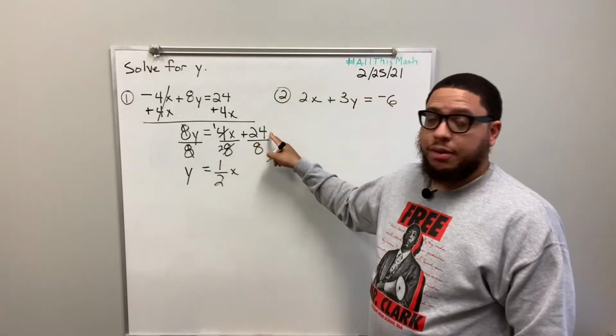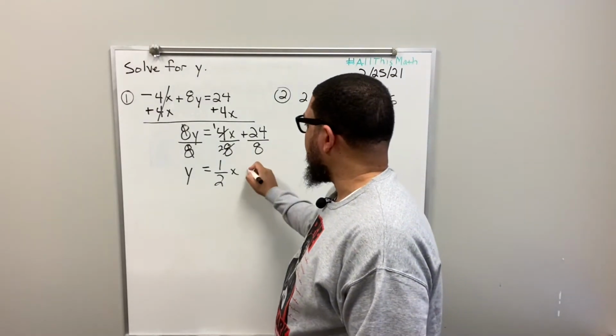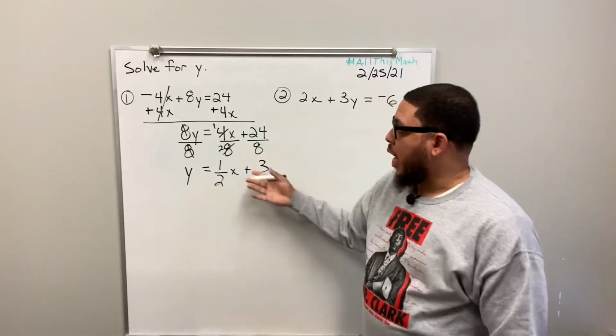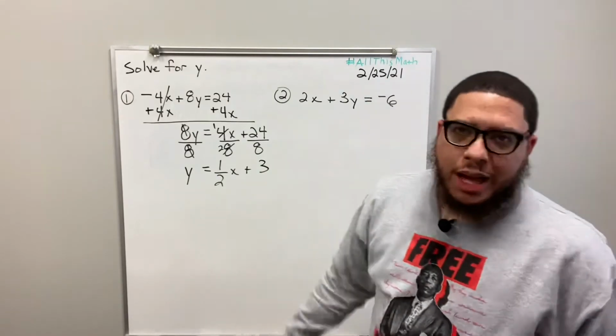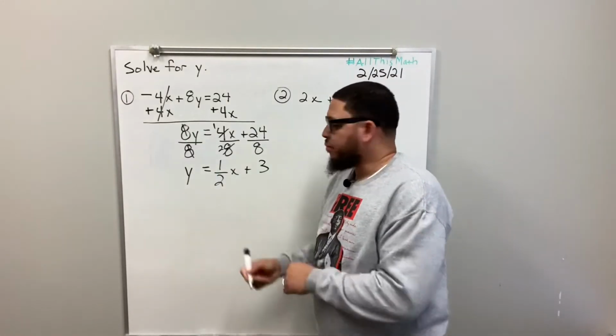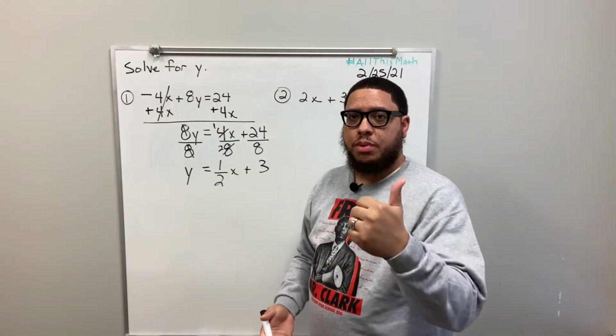Then we slide over here. 24 over 8. 24 divided by 8 gives me positive 3. And now I just solved for y. Like the instruction said, I solved for y. Now again, what was the point? How does that help me? It helps you because if you wanted to graph this line, all you got to do is pull out the slope and the y-intercept. The slope and the y-intercept.